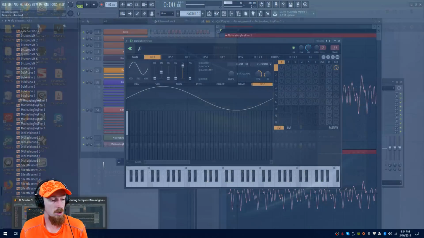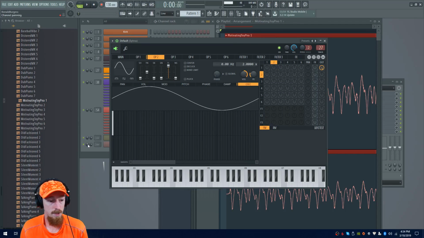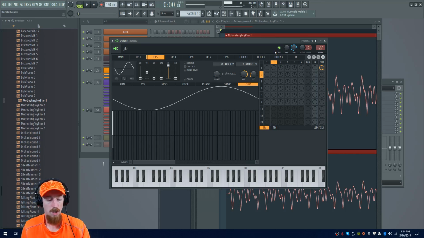So if we go into our synth here, I'm going to open this up, and I'm going to try and give this one a phase shift of 180 degrees. So that's pretty close. And if I try playing a note, oh, we need to turn it on.